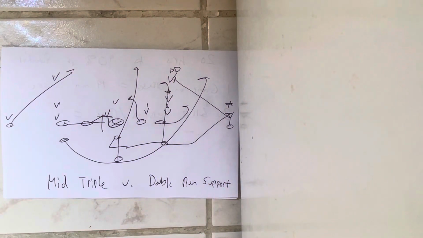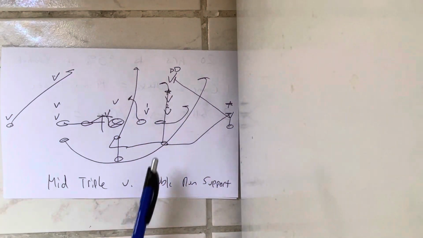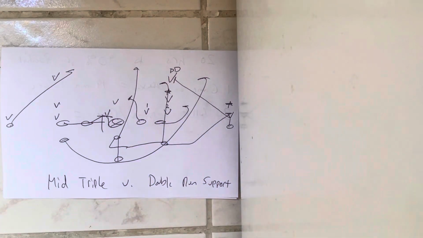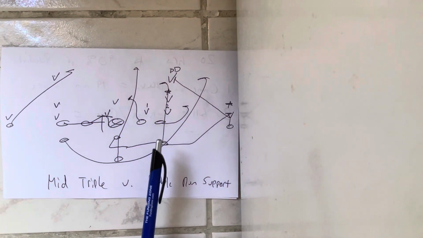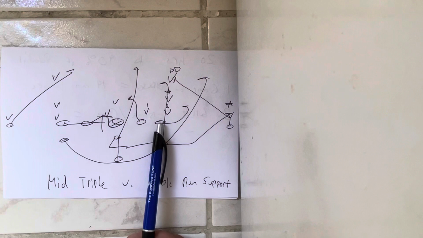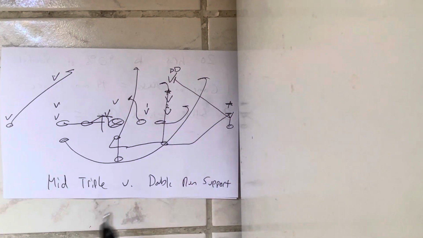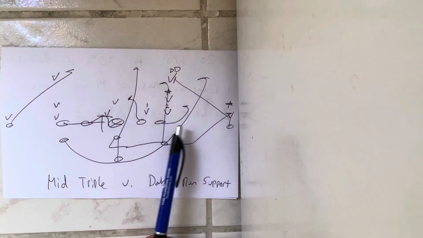So eventually what the academies all started doing was, if they got double run support, the A-back would make a call to tell the tackle, hey, you've got to pull and block the run support. So that's what's done to this day, where the tackle will take 3 steps at 90 degrees and then turn up and block whoever shows in the C gap.